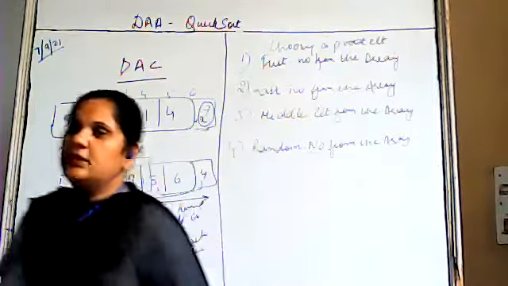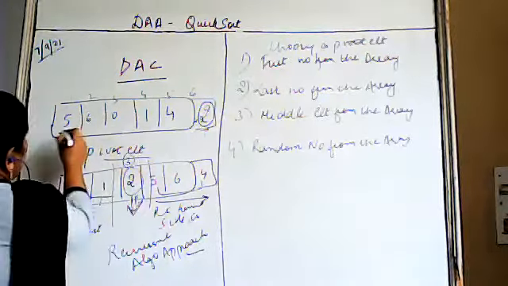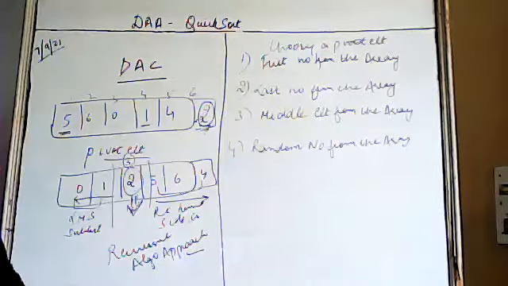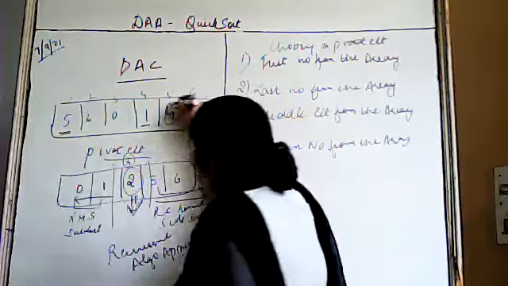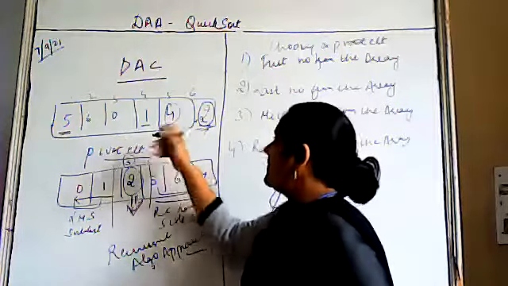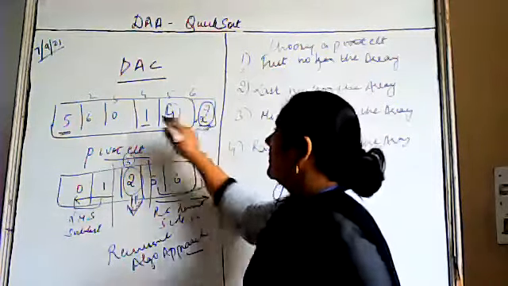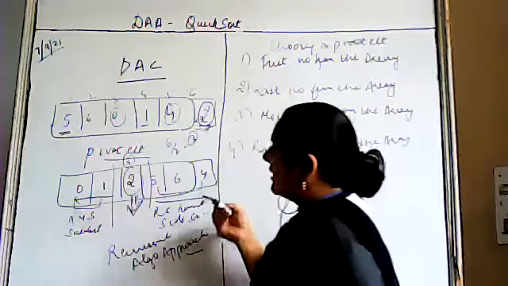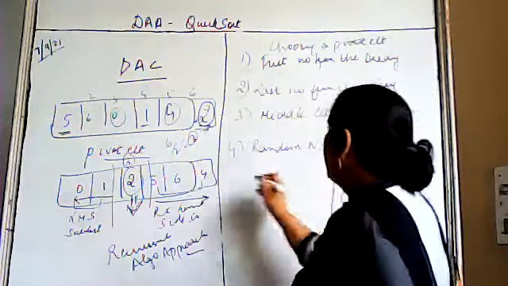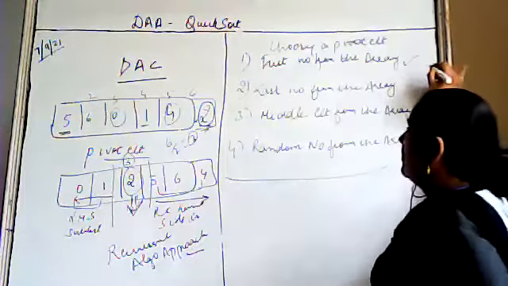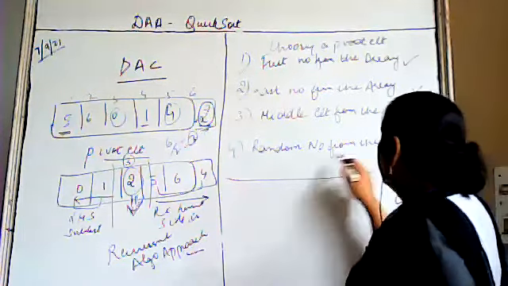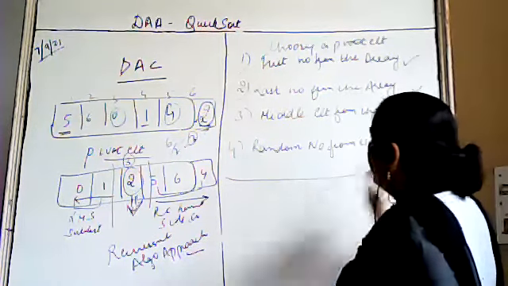Means if I talk about this particular array, the pivot element could be 5, it could be 2, or it could be either 1, or any random element, or it could be 4. Random element means 4, 2 is the last element, middle element is 1, or you may say 6 by 2 is 3, the third element, that is 0. You may take 0 as a middle element as pivot, or first element, that is 5 as a pivot element. Okay, so first number from the array it could be there, last number from the array it could be there, middle number from the array it could be there, or random number from the array could be there.